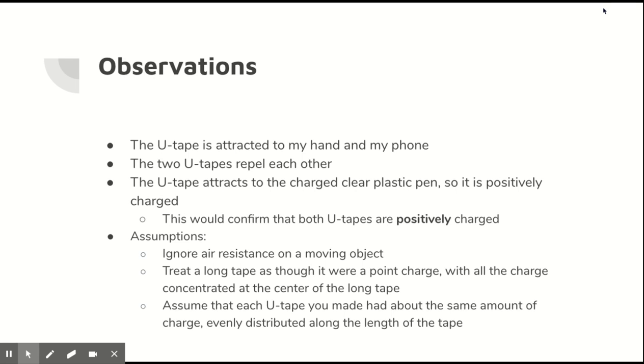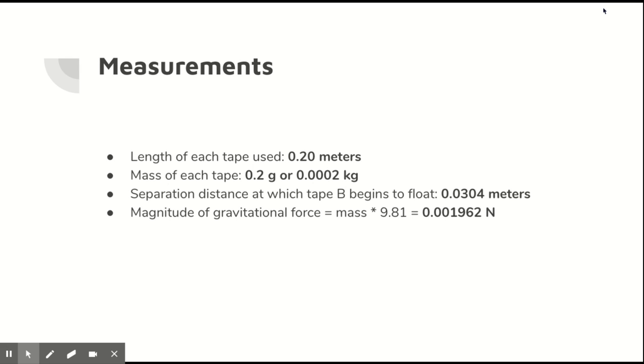The assumptions were to ignore air resistance on a moving object, treat a long piece of tape as if it was a point charge, and to assume that each U tape had the same amount of charge evenly distributed along the length of the tape. Measurements that I made were the length of each tape used was 0.2 meters, and the mass of each tape was 0.2 grams or 0.0002 kilograms, and this was calculated through the information that was provided before.